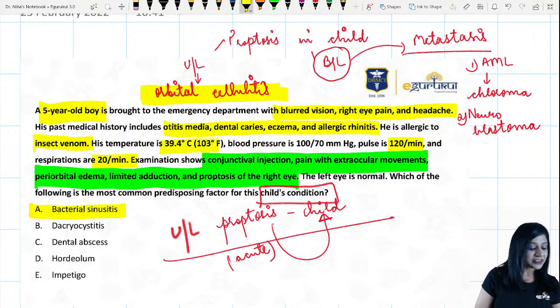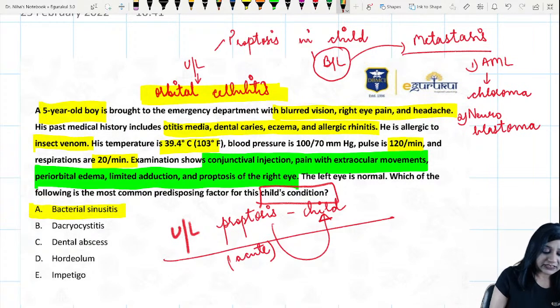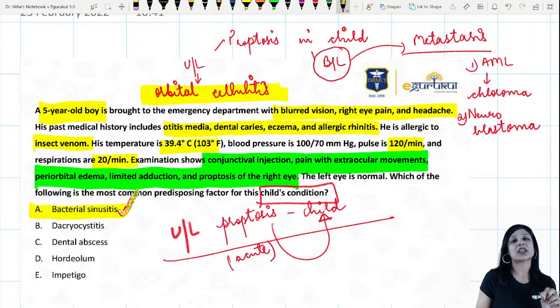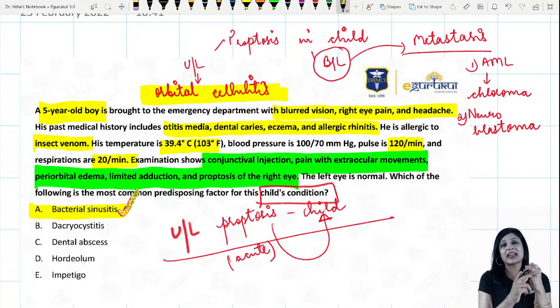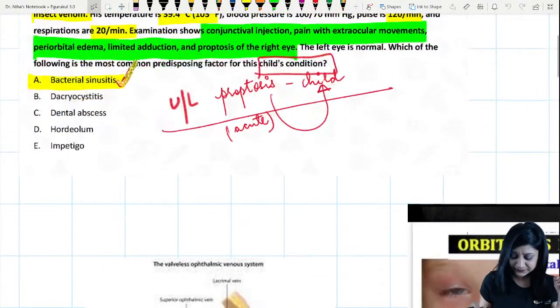Yes. So the next question is, which sinus? I have already told that it is actually bacterial sinusitis. The next question is, which sinus is most commonly causing the infection? Is it the frontal sinus? Is it the maxillary sinus? Is it the ethmoid sinus? The sphenoidal sinus? Which sinus is most commonly causing this? So please answer that.